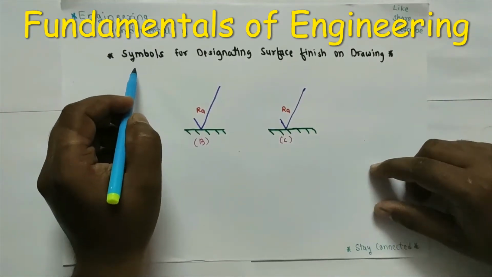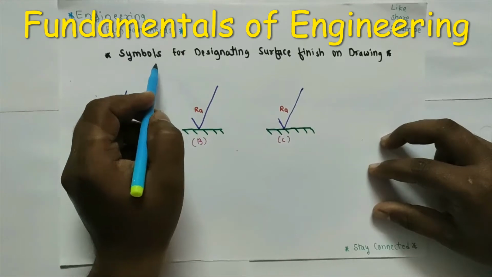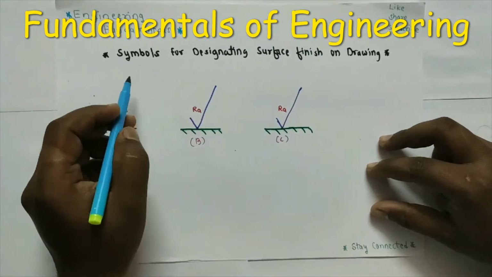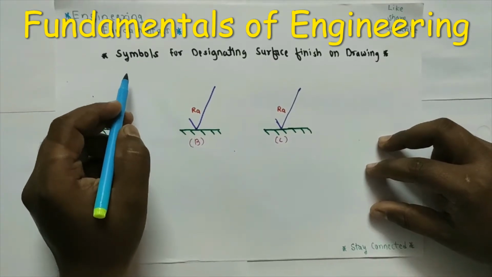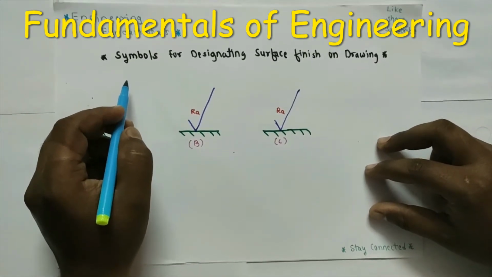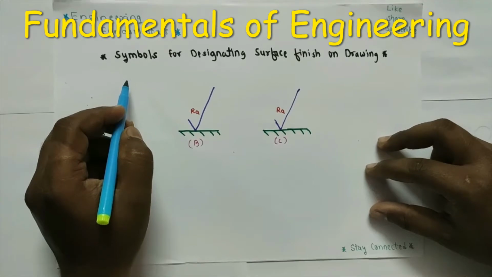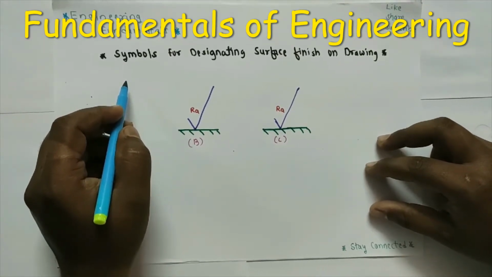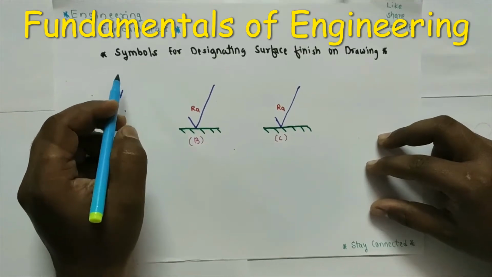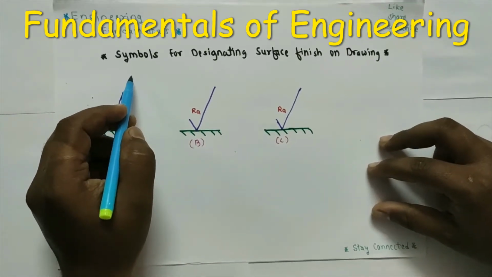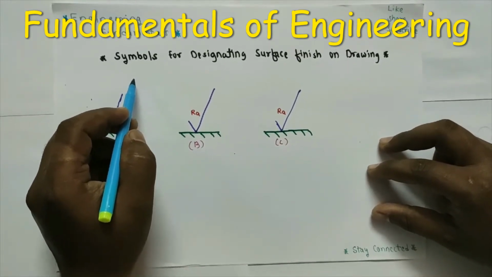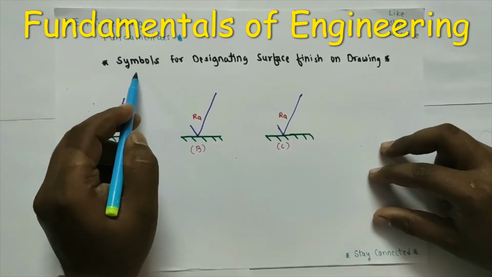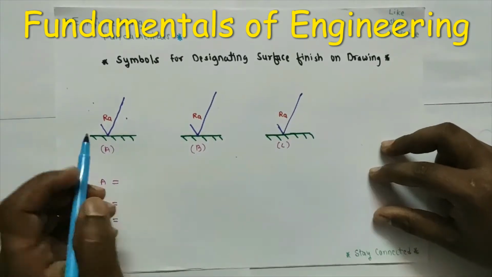Here in today's lecture we will see what the symbols for designating surface finish on a drawing are. In the previous video we saw the introduction to surface roughness, how we get surface roughness, and the different elements of surface roughness. In today's lecture we will see how the surface finish on a product is represented in symbolic form on an engineering drawing.